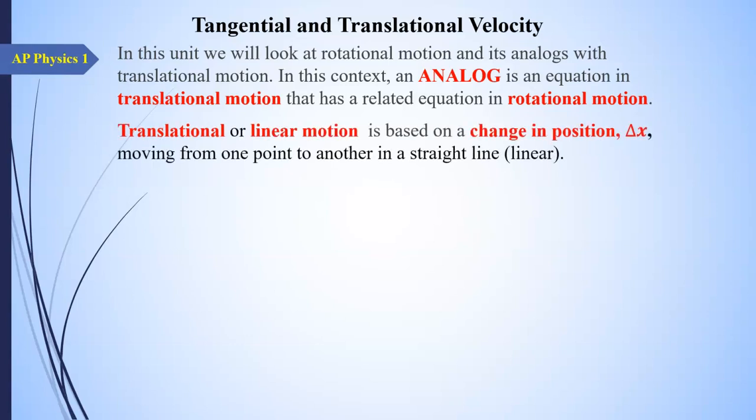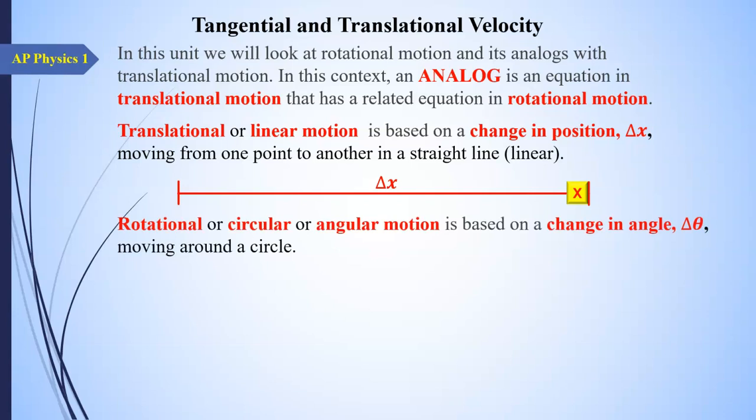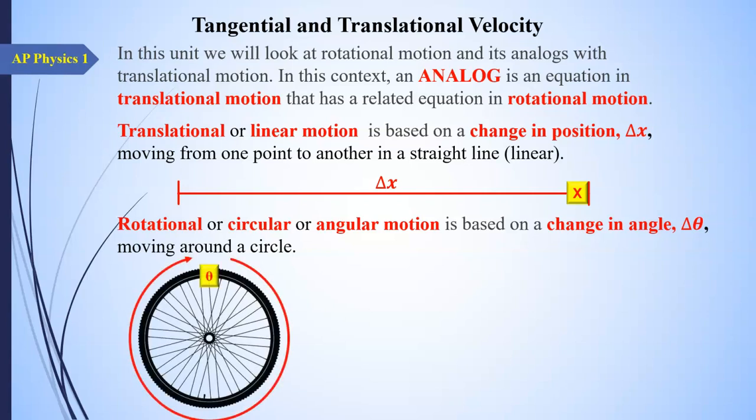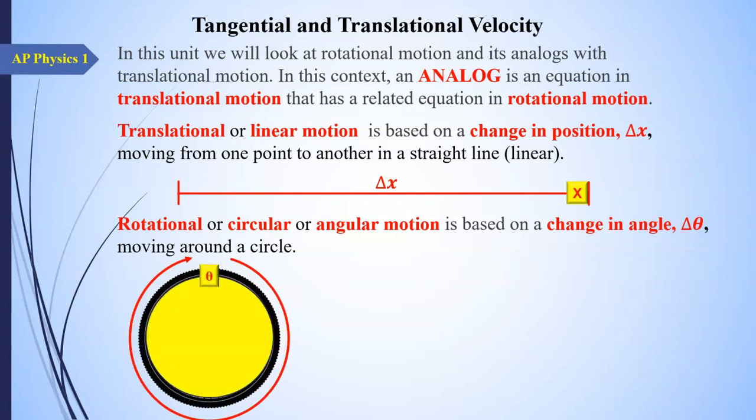Translational or linear motion is based on a change in position, also called the displacement, delta x, moving from one point to another in a straight line. So this would be an example of that right there. You have to be going to two different positions in space. Rotational or circular or angular motion is based on a change in angle, that's change in theta, moving around a circle. So here you see that going around like that. That would be rotational motion.